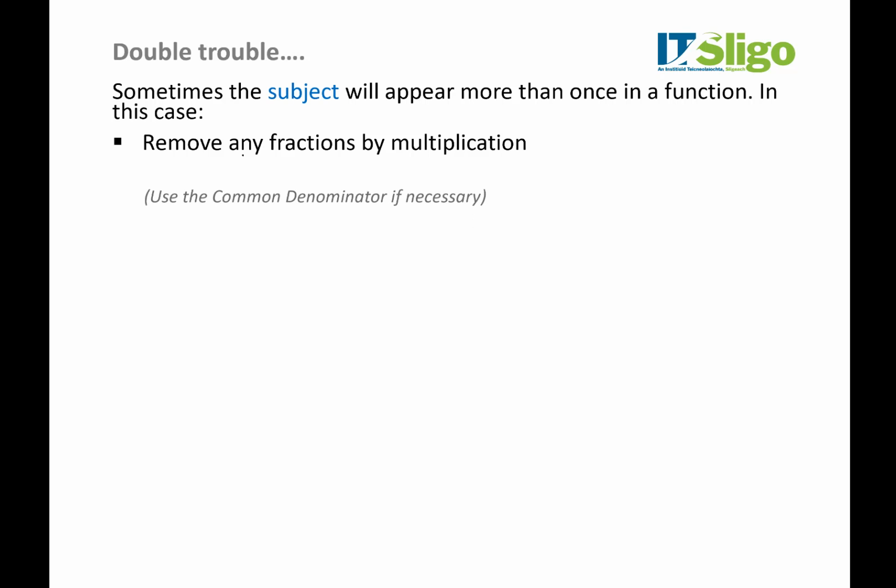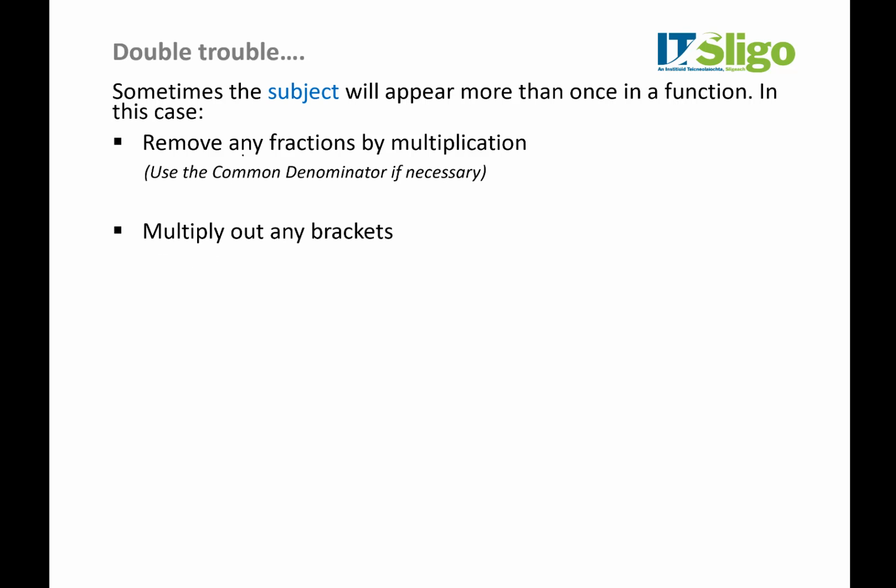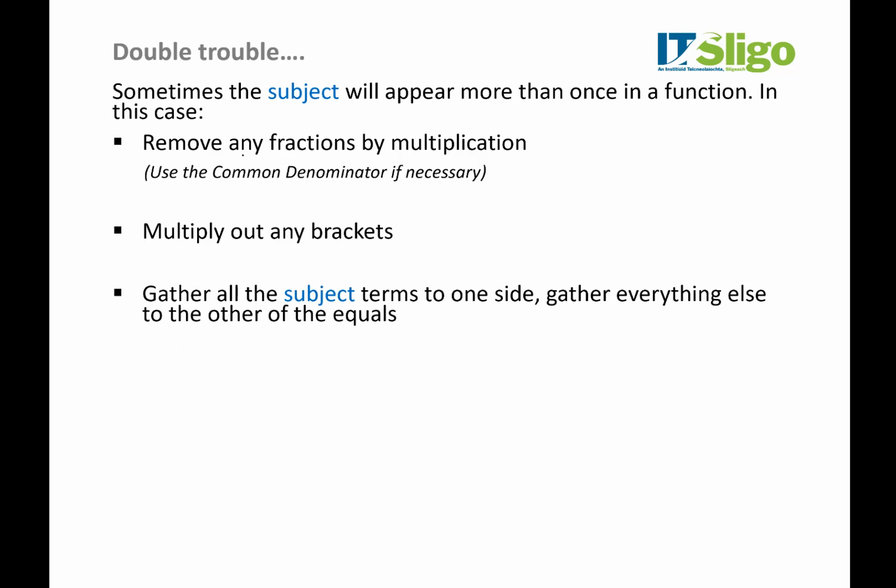So sometimes the subject will appear more than once. First thing you do is get rid of any fractions by multiplication. We'll do loads of examples, guys, so this will make more sense as you see it worked out. Use common denominator if we need to. Multiply out any brackets. Gather all the subject terms to one side. So there should be several of them, that's the nature. Gather all those to one side and everything else move to the other side.